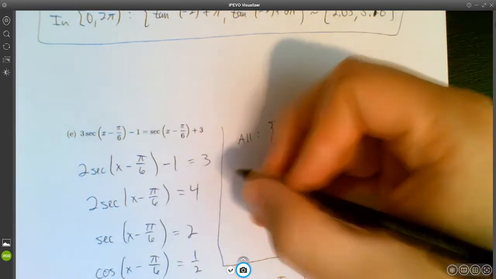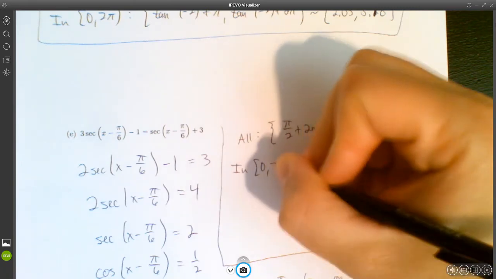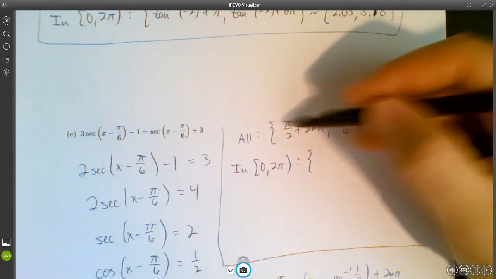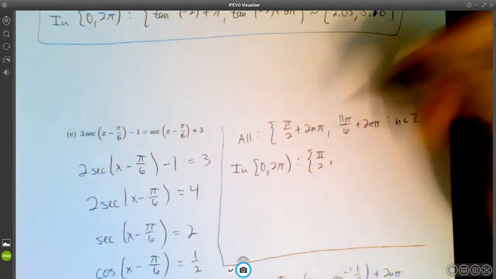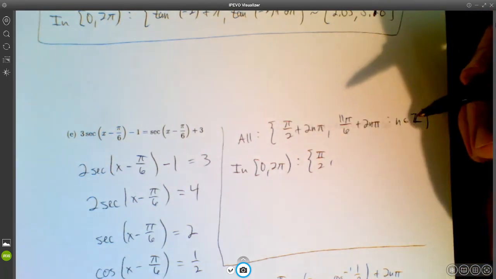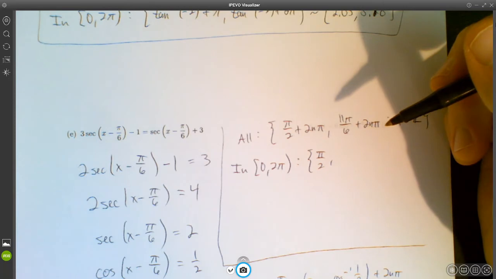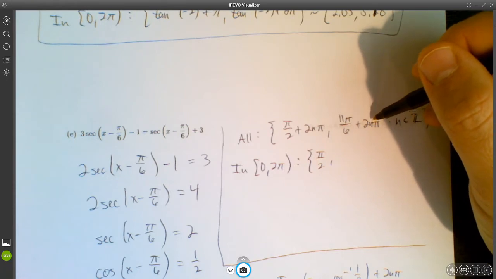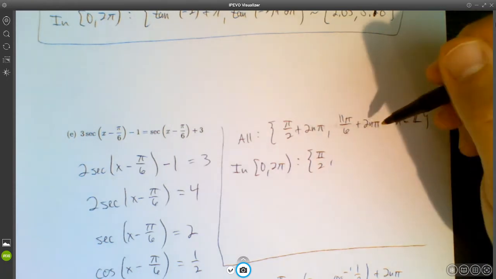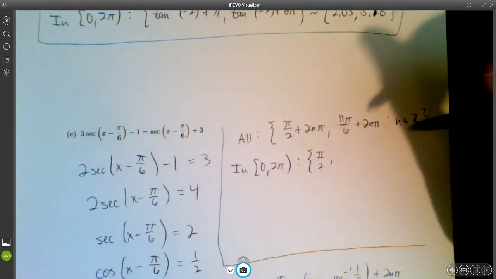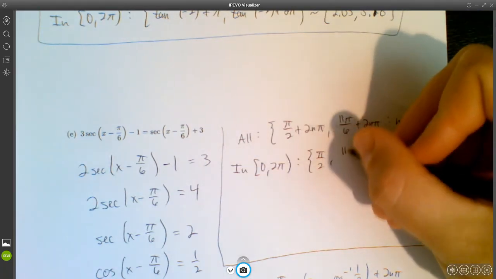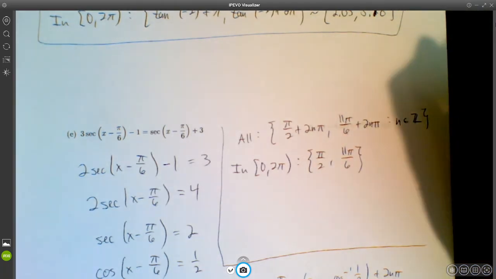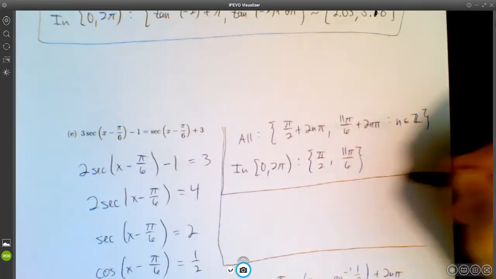Okay. The ones that live in the interval from 0 to 2 pi, though, well, let's see. Can't plug in -1. If I plug in 0, I get pi over 2. If I plug in 1, I get something bigger than 2 pi. Over here, if I plug in -1, 2 pi is 12 pi over 6. 11 pi over 6 minus 12 pi over 6 is going to be negative pi over 6, so it's not in the interval. If I plug in 0, I get 11 pi over 6. If I plug in 1, I get something bigger than 2 pi. So those are the 2 solutions that live in the interval from 0 to 2 pi.